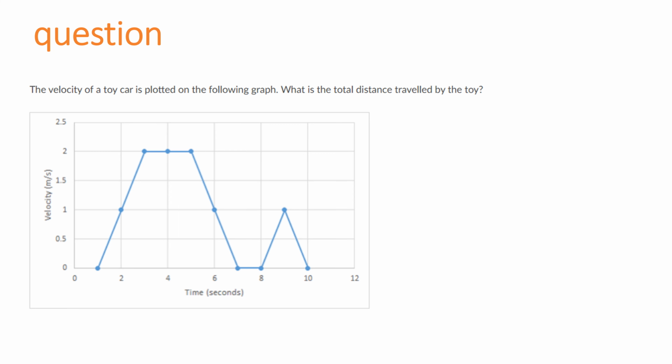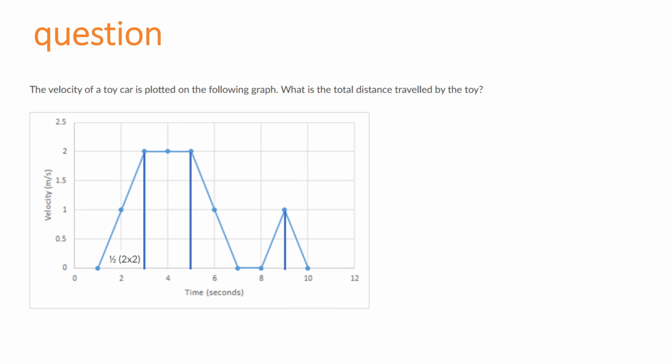Looking at this question, the velocity of a toy car is plotted on the following graph. What is the total distance traveled by the toy? You can see the velocity in here and the time in here. First of all, we would cut the shape into shapes that we know, like triangles, rectangles or squares. For now we made some rectangles and triangles.